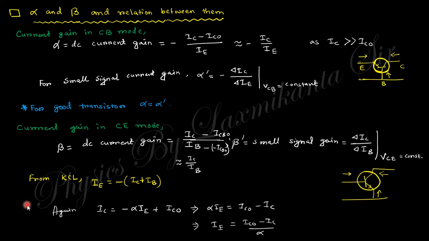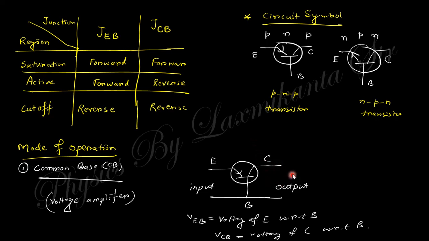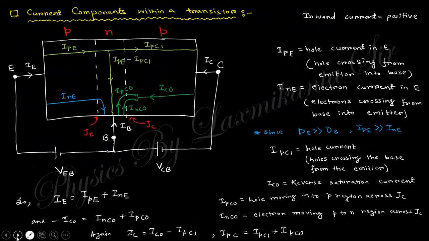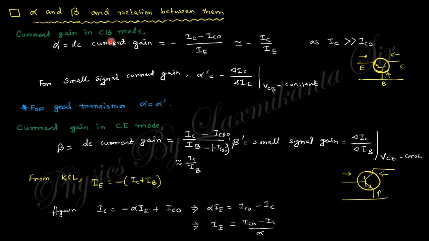Now, if we want to find out the relation between alpha and beta, the alpha is nothing but the current gain in common base mode. In common base mode, the output is like that, and this is the input. So the current of the output is IC, and the input is IE. The effective current is IC minus ICO, the reverse saturation current. Because this is very low, you can write down these things. So in common base mode, the current gain is denoted as alpha.